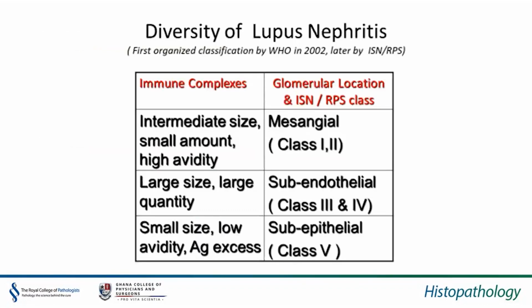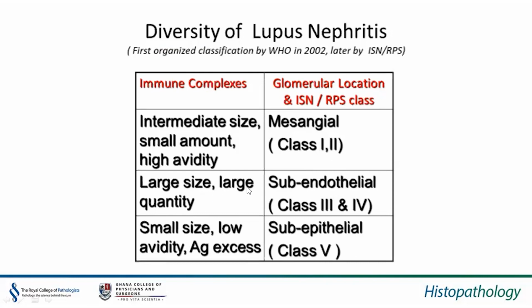Now that brings us to lupus nephritis, which is a very, very diverse disease. It's a big topic by itself. All of these are topics by themselves. But just to give you an idea, you can have different types of immune complexes in lupus nephritis, because there are so many antigens to which antibodies are present. Antigens of intermediate size, small in amount, and high avidity will lodge in the mesangium, and you get class 1 and class 2 mesangial lupus nephritis.